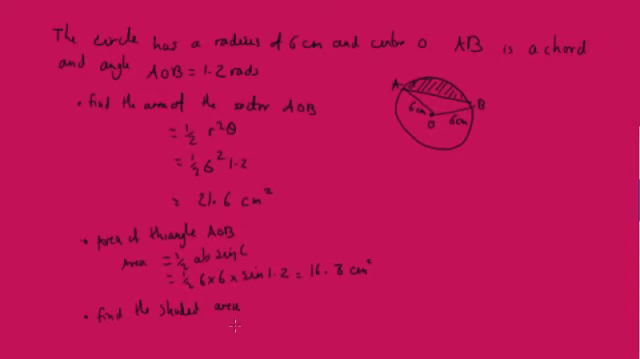Therefore, we're going to shade this part in here, and we want to find the shaded area. That's going to be the area of the sector minus the area of the triangle, which is 21.6 minus 16.8, which equals 4.82 centimetres squared.